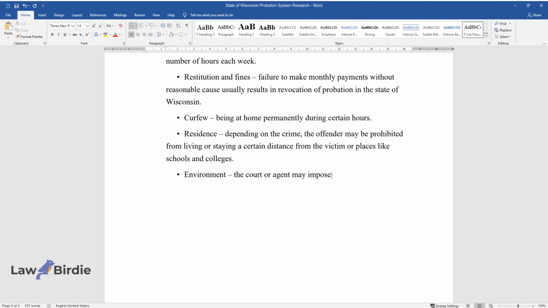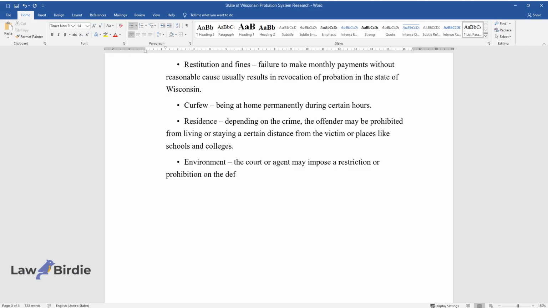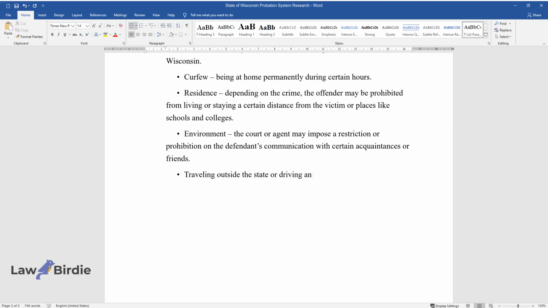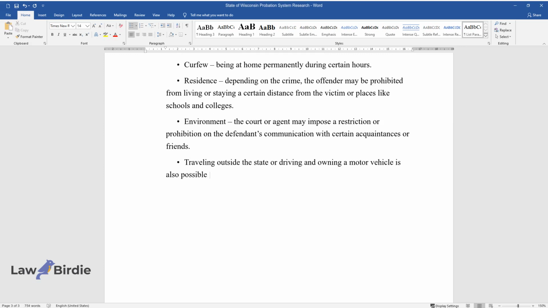Environment, the court or agent may impose a restriction or prohibition on the defendant's communication with certain acquaintances or friends. Traveling outside the state or driving and owning a motor vehicle is also possible only with the written permission of the probation officer.